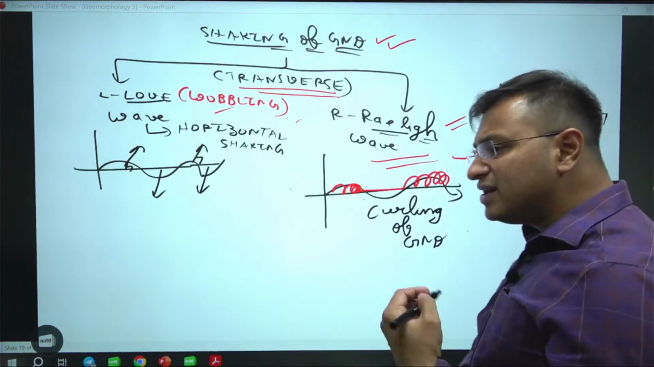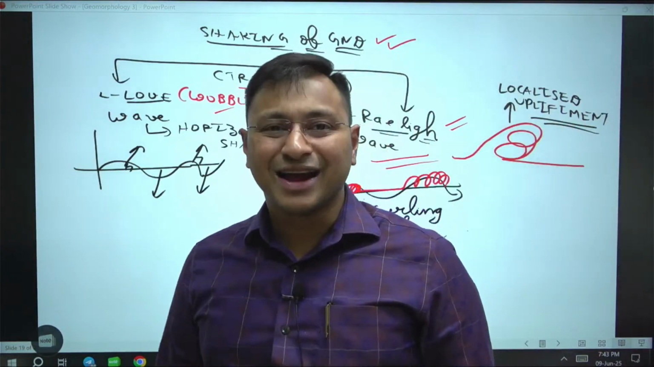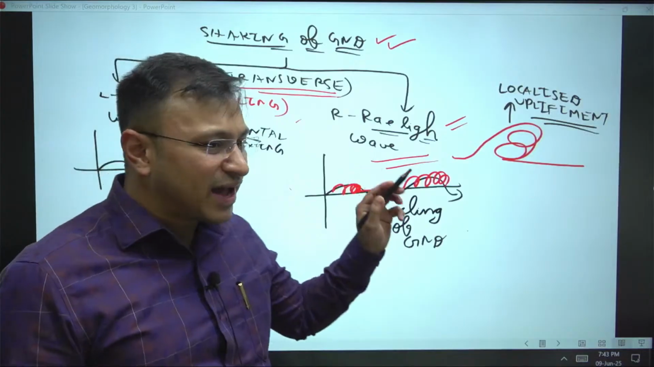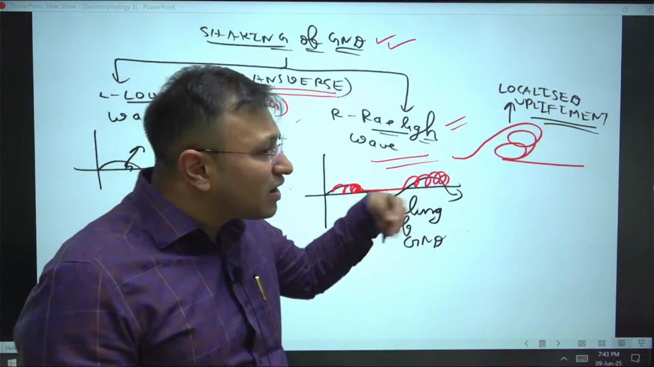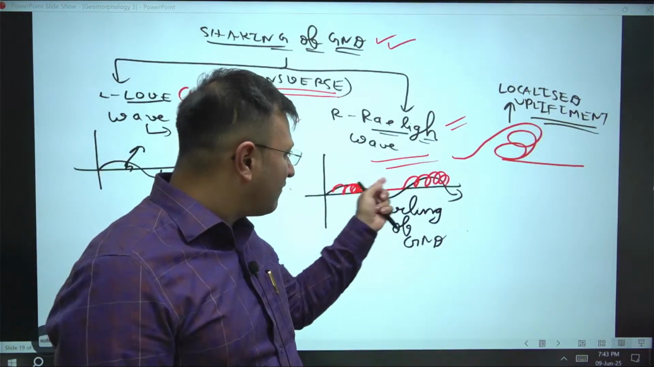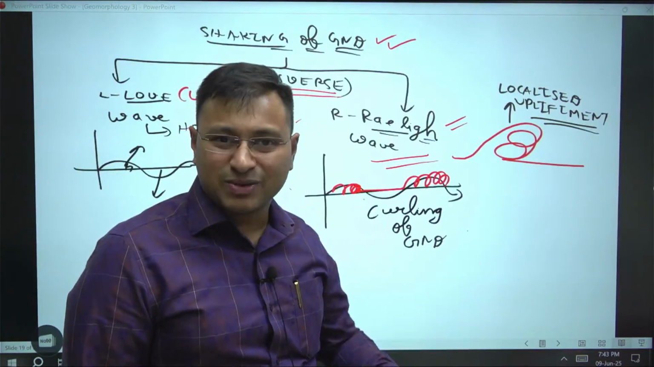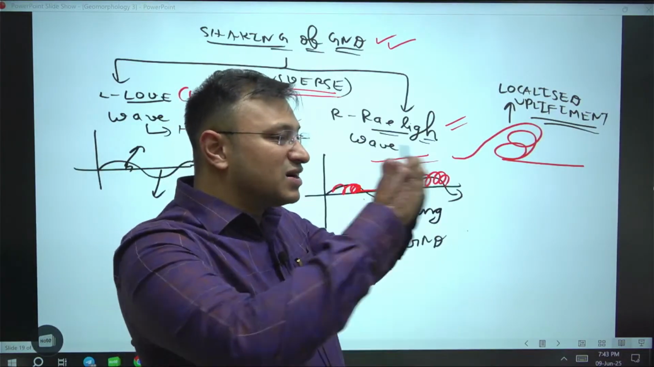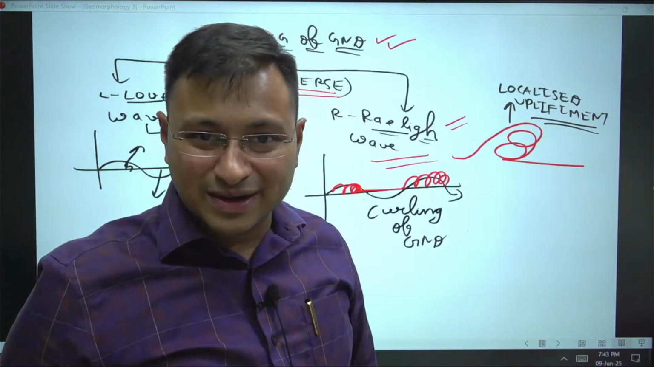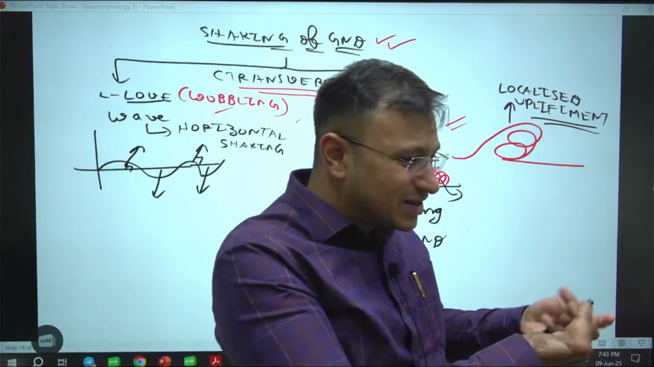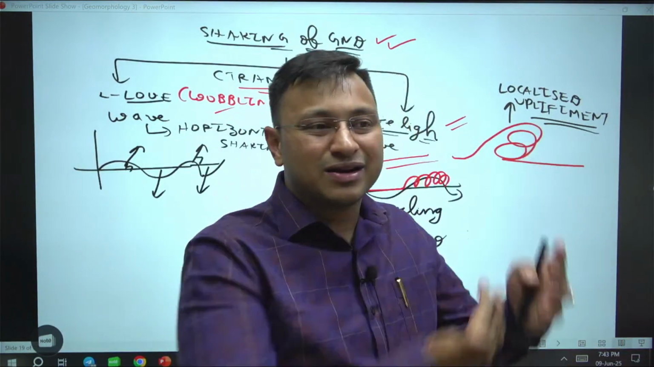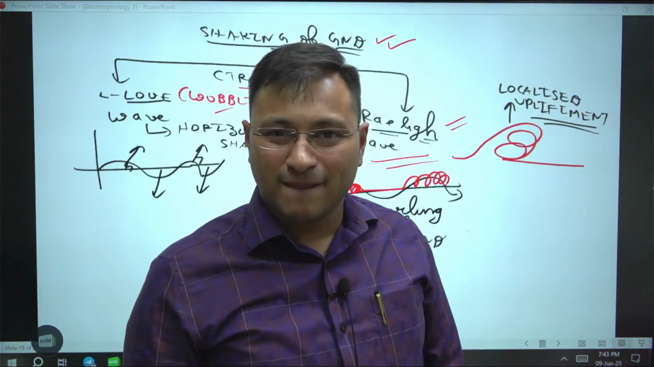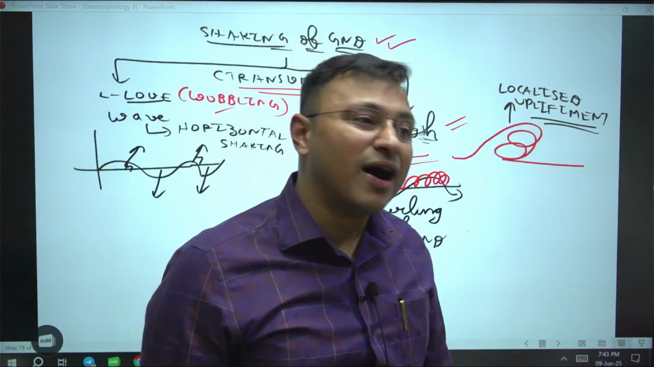So in Rayleigh wave, what will happen? Sir, in Rayleigh wave, you will basically be having the curling of ground. So if you are having a medium and if Rayleigh wave is passing through it, the ground gets curled up and the ground uplifts a little bit. So you must have seen during earthquakes that the ground gets curled up and it rises. So this is because of the passage of R wave.